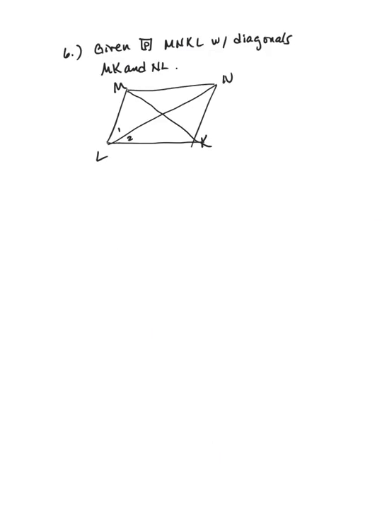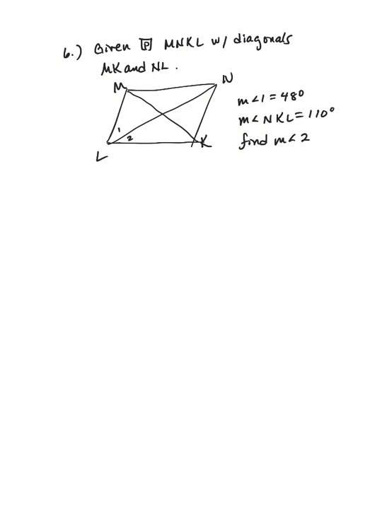Okay, let's take a look at another parallelogram problem. So we're given this parallelogram below, MNKL, with diagonals MK and NL. Angle 1 represents angle MLN. Angle 2 represents angle NLK. So let's say that we tell you the measure of angle 1 is 48 degrees. And then we tell you the measure of angle NKL is, I don't know, 110 degrees. Find the measure of angle 2.